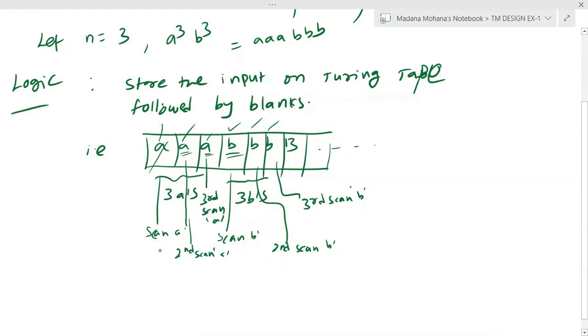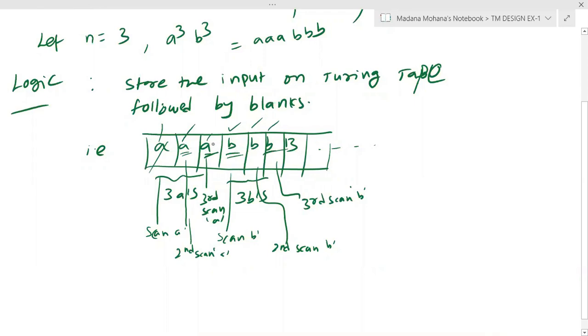For A's, you can use one uniform replacement symbol. Then for B's, you can use another uniform symbol. So then the second B is replaced again. It has to move towards the left, then search for the third A. Whenever the third A is replaced, it goes right and searches for the third B. Then whenever the third B is also replaced, it comes back and scans whether any more A's are there, or a fourth A. Whenever it is coming back, all the replacement symbols are skipped.